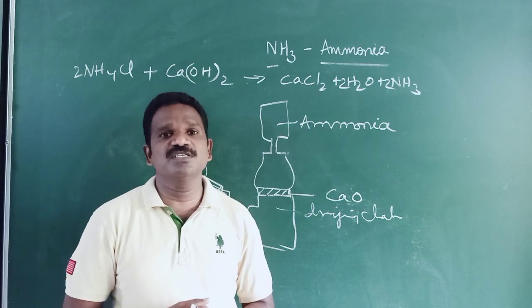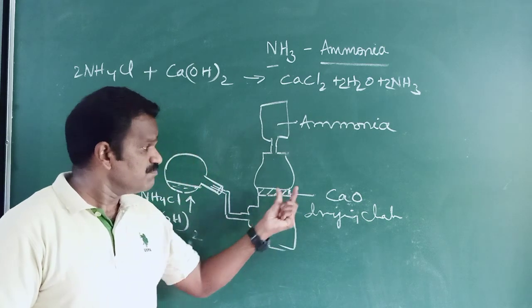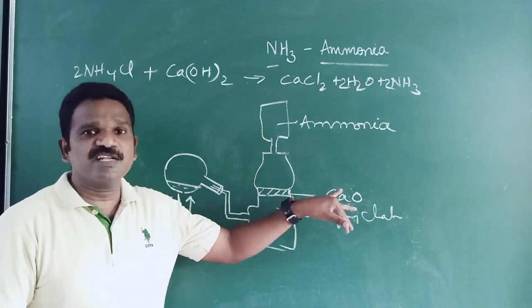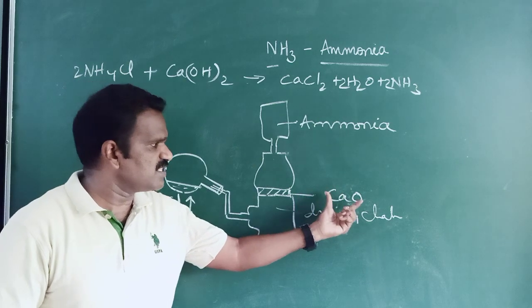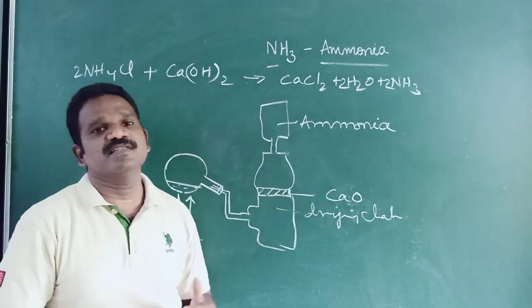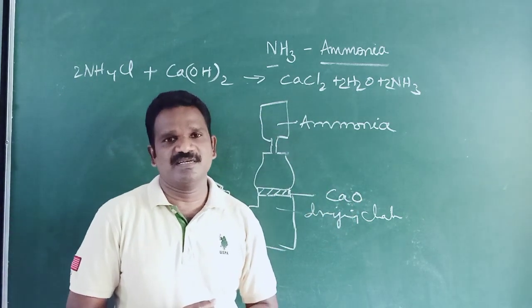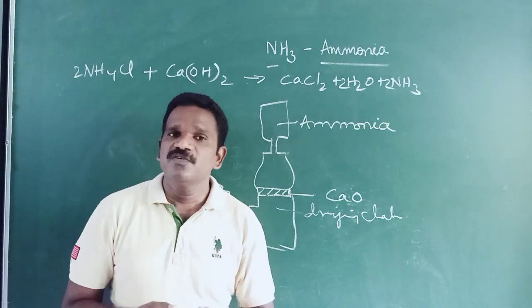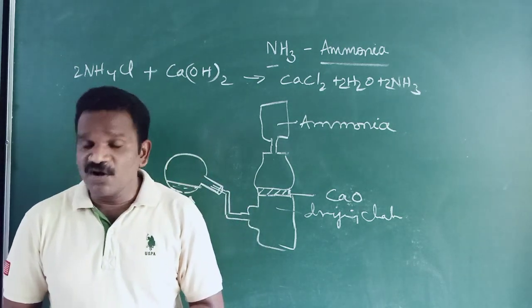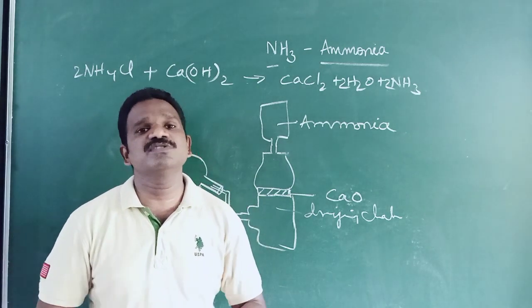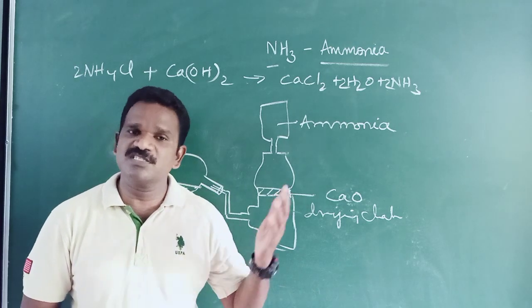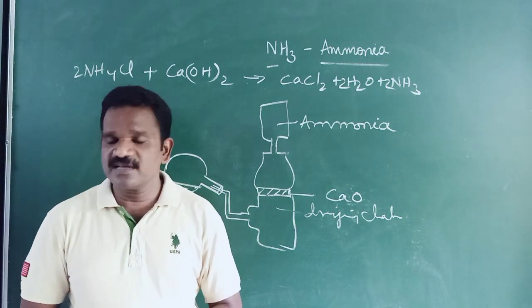We are not using this one because our ammonia is basic in nature. It may react with that. Therefore, we are using only CaO. And then we are collecting this ammonia in a collector. While collecting also, we are following the process of downward displacement of air. Why are we using this downward displacement of air? Because ammonia is lighter than air.